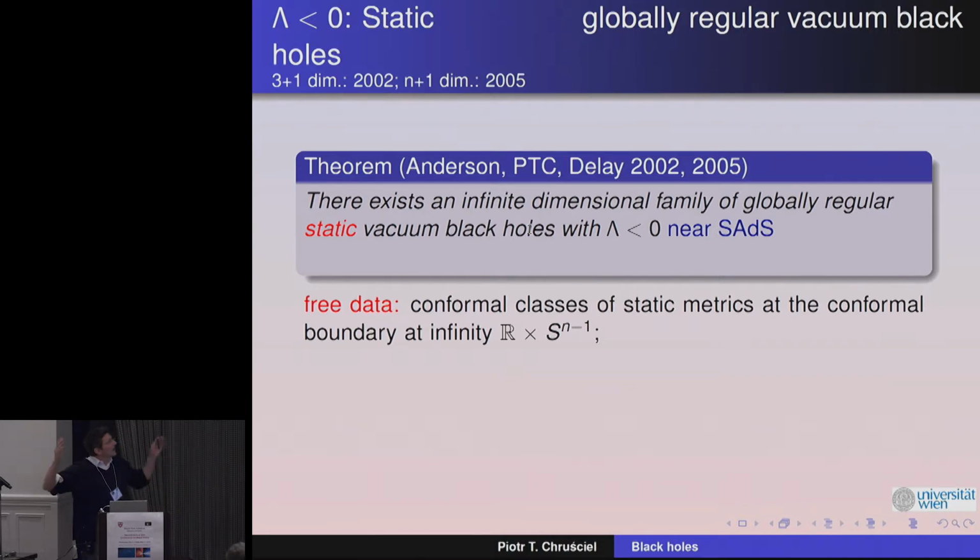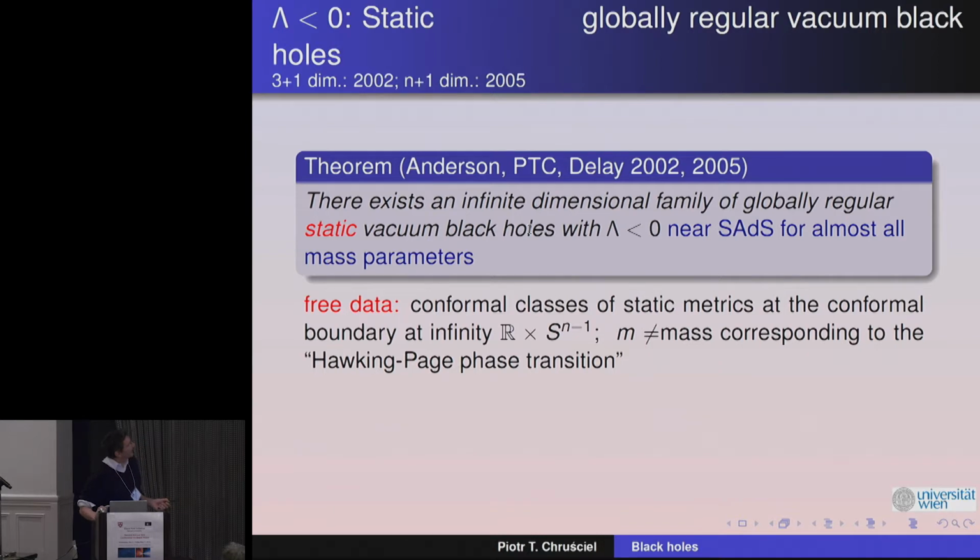So you have some data. If you assume that the metric at infinity is the one that you usually have for Schwarzschild anti-de Sitter, you're most likely going to get Schwarzschild anti-de Sitter. But if you vary this metric, you're going to get other solutions. It's not clear that you get stationary ones or static ones, and indeed you will. That's what we prove in these theorems. And so here, near Schwarzschild anti-de Sitter, it's actually not for all Schwarzschild anti-de Sitter, because there is a magical value of the mass parameter, which is called the Hawking-Page phase transition, where it doesn't work. So outside of this magical value of mass, you can construct a lot of solutions.